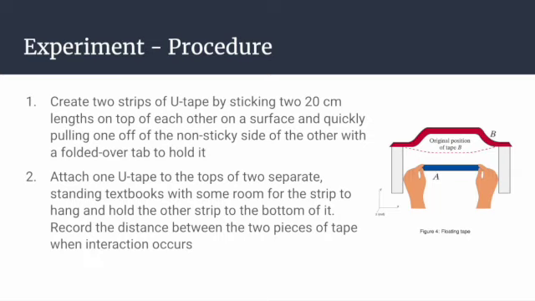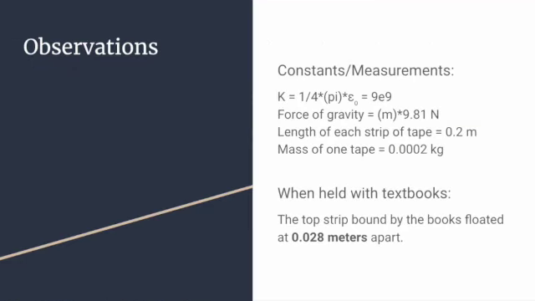For the experiment or actual procedure used, this was very similar to Lab 1, where we were to create two strips of U-tape and attach one of them to the tops of two separate standing textbooks to determine the interactions between the two pieces of tape and when they would start affecting each other.